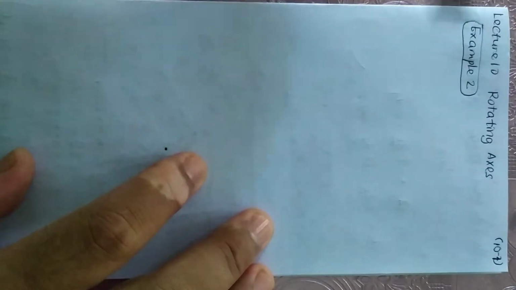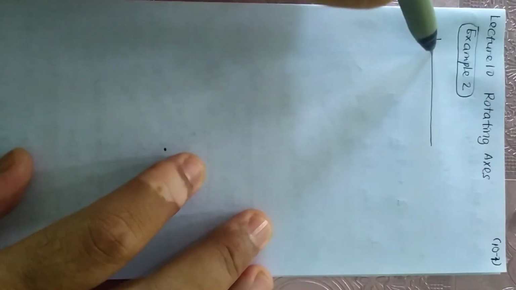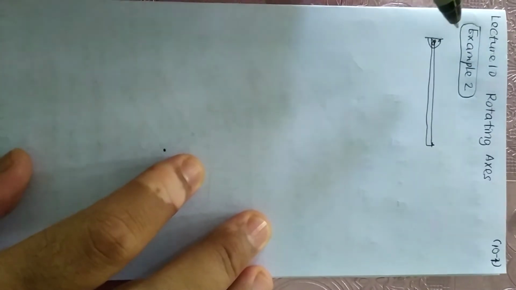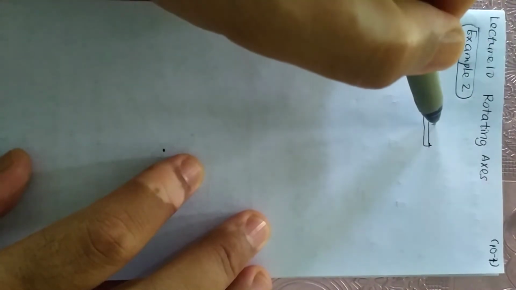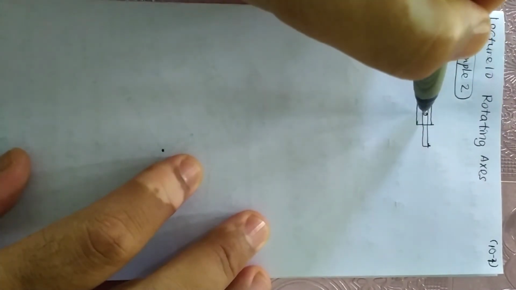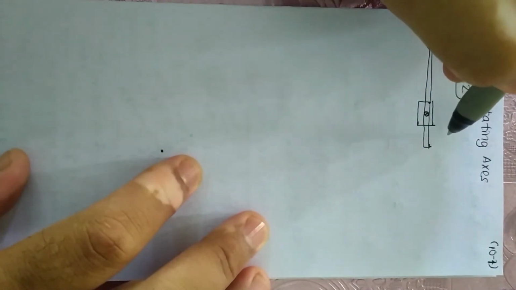Bismillahirrahmanirrahim. So today we will continue from the rotating axis, and we'll do another example. This is an example where we have a bar, pivoted at one end. There's a pin there, and there's a collar, and at the same time there is a pin on the collar, and this is also connected to another bar.